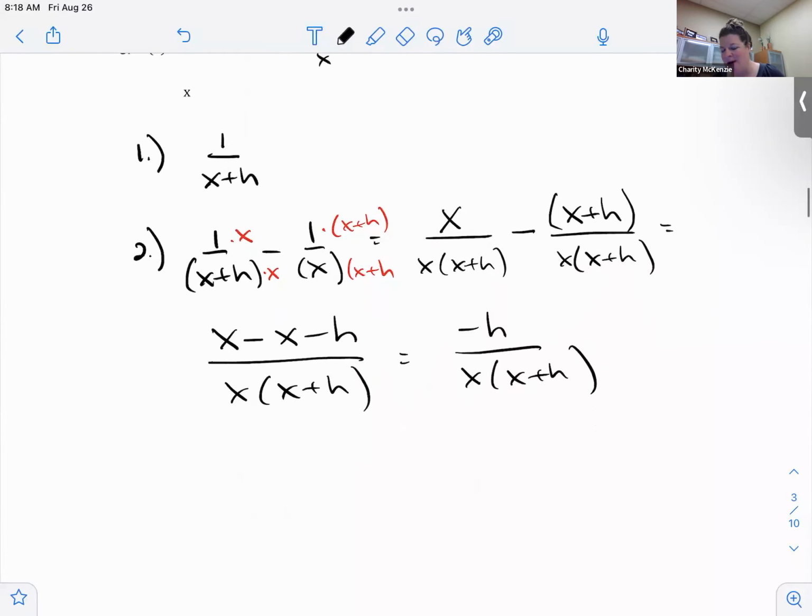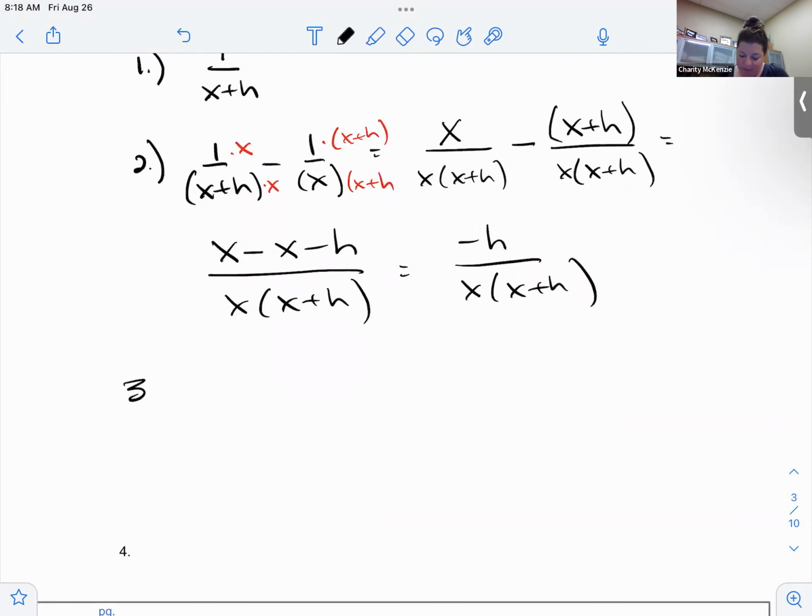Can't really simplify anymore. I mean, I could multiply the x through, but it doesn't matter. Okay, so step 3. We do what for step 3? Divide by h. Where does the h go? Numerator or denominator when I'm dividing by it? The denominator. So I'm really just going to add an h to the denominator to say divide by h. So I have negative h on top. Now in the bottom, I'm going to have h times x times x plus h.